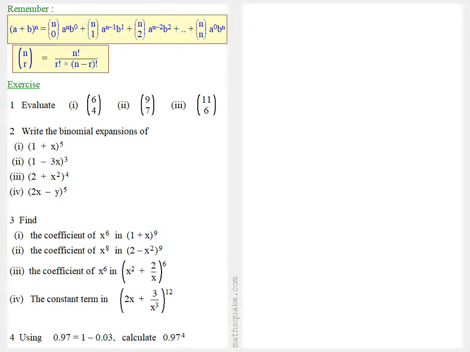(a + b)^n is equal to nC0 a^n b^0 plus nC1 a^(n-1) b^1 plus nC2 a^(n-2) b^2 and so on until plus nCn a^0 b^n, where nCr is equal to n factorial over r factorial times (n minus r) factorial.